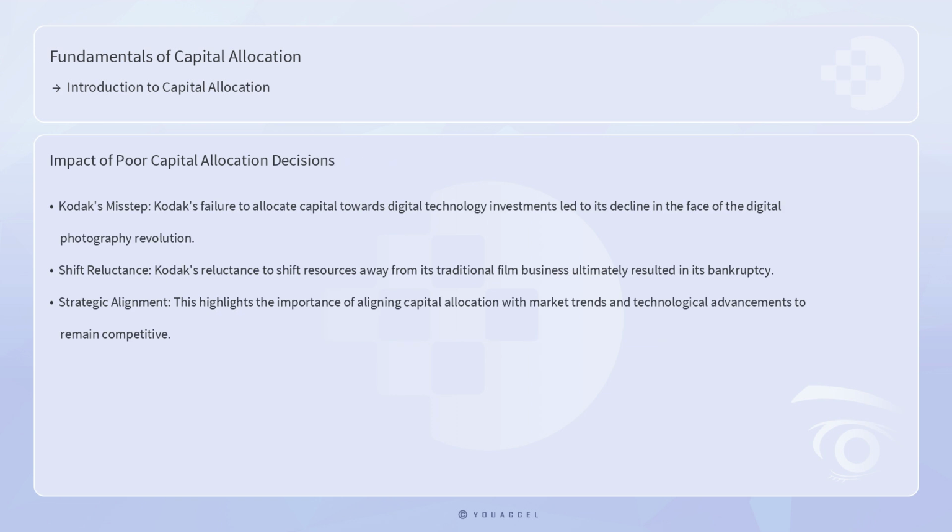In contrast, poor capital allocation decisions can have detrimental effects on an organization. For example, Kodak's failure to allocate capital towards digital technology investments led to its decline in the face of the digital photography revolution. Despite being a pioneer in the development of digital cameras, Kodak's reluctance to shift resources away from its traditional film business ultimately resulted in its bankruptcy. This highlights the importance of aligning capital allocation with market trends and technological advancements to remain competitive.